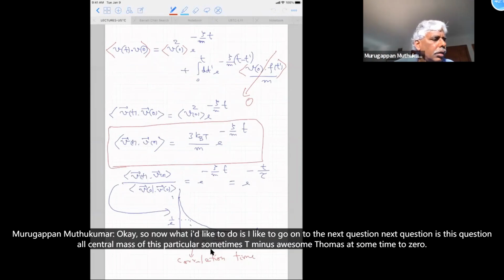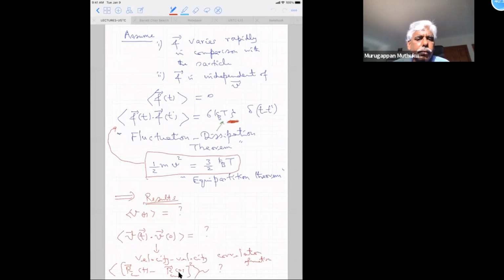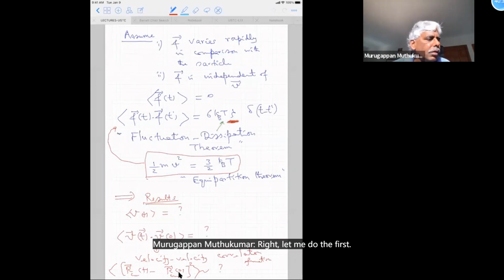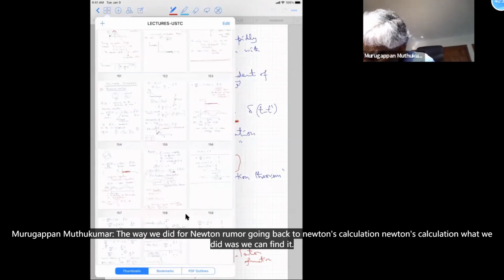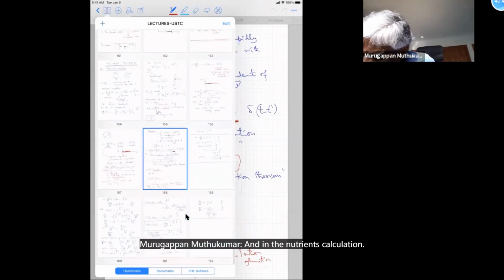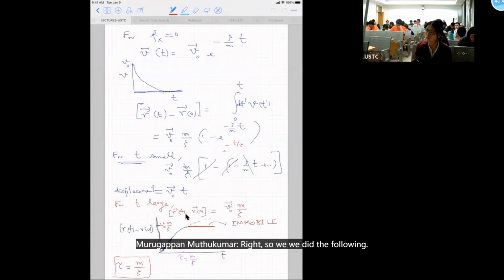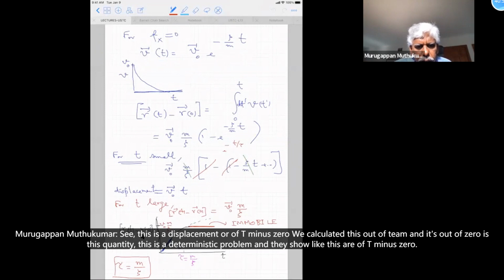Now I'd like to go and answer the next question. The next question is: R center of mass of this particle at some time t minus R center of mass at time 0. Let me do it first the way we did for Newton. Going back to Newton's calculation, this is a displacement, R of t minus R of 0. We calculated this quantity.